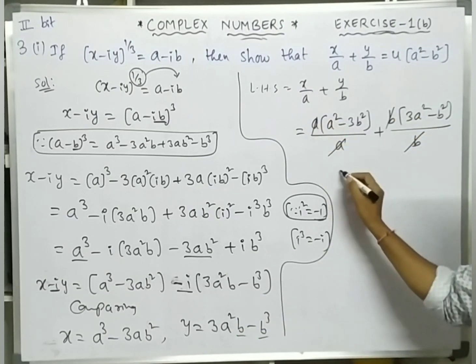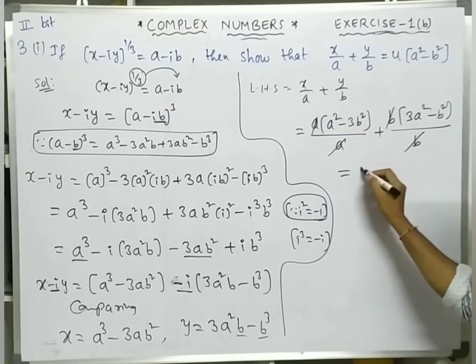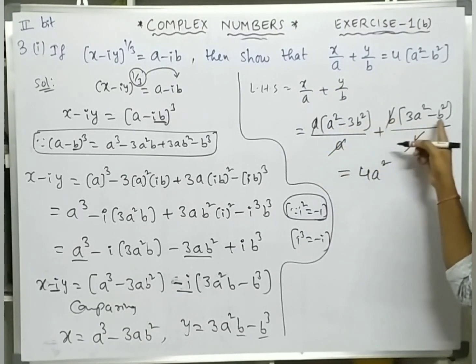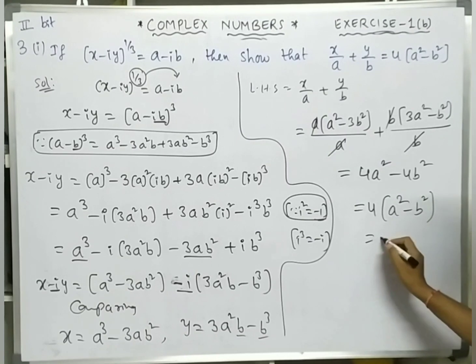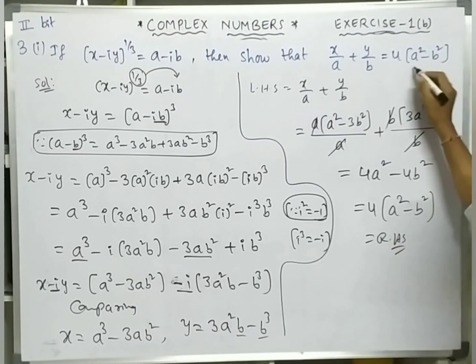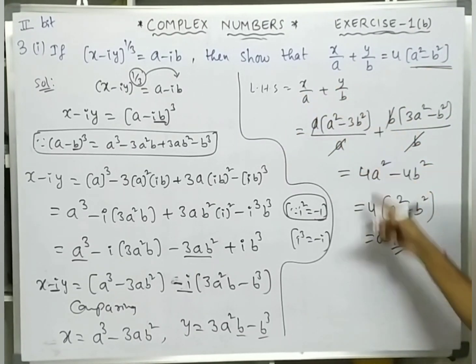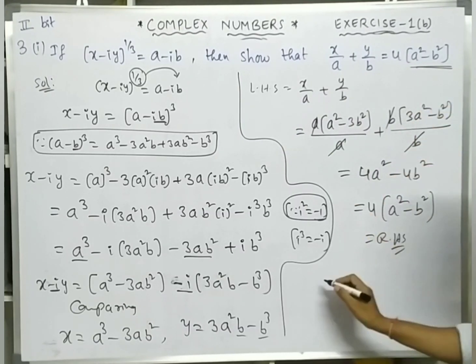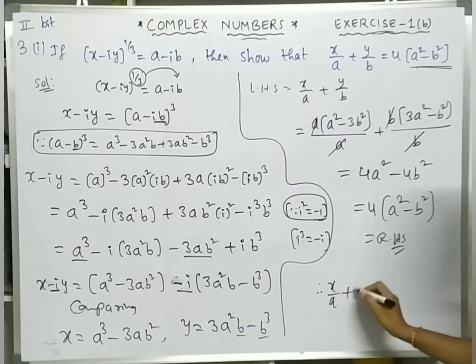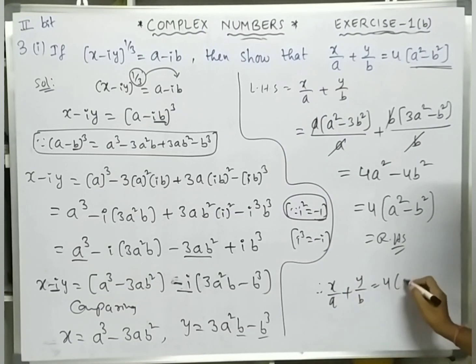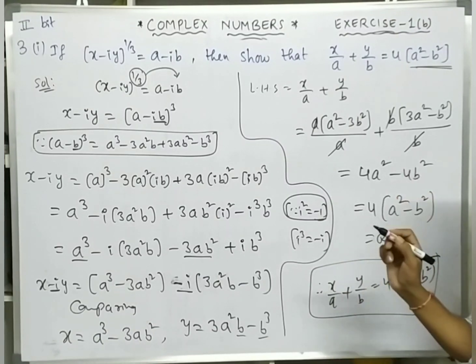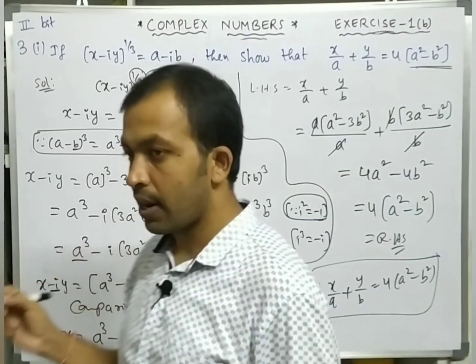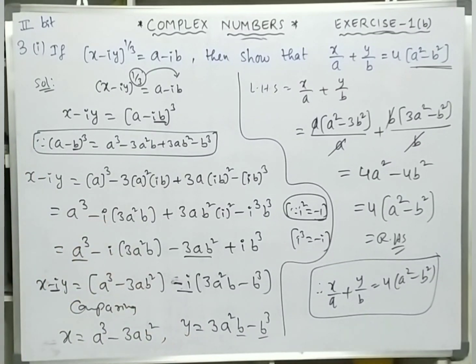b and a cancel. Now a square plus 3a square is 4a square, minus 3b square minus b square is minus 4b square, which is equal to 4 common, a square minus b square. So x by a plus y by b is equal to 4 into a square minus b square. Final conclusion: x by a plus y by b is equal to 4 into a square minus b square. Okay, simple problem for 4 marks, just cubing, comparing and substituting.